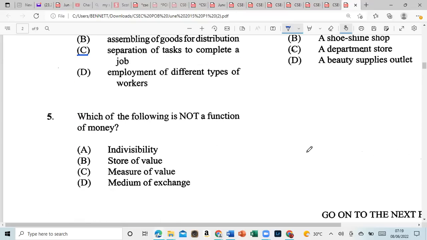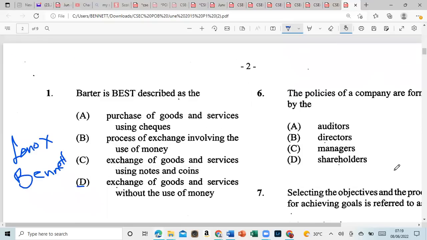Let's move on to 5. Again, these are repeats. Which of the following is not a function of money? Indivisibility, store of value, measure of value, or medium of exchange? And that's indivisibility. That's not a function of money. All right, let's go up to number 6.